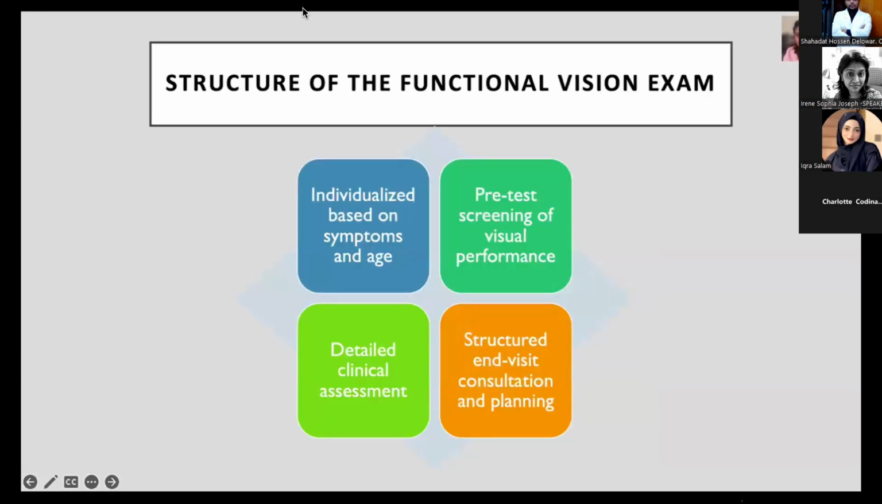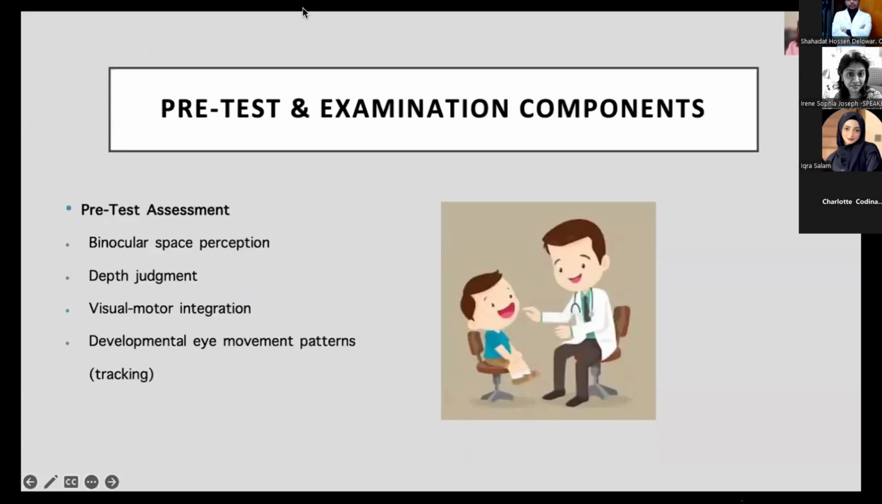What's the structure of the functional vision assessment? Typically, it is highly individualized, but it could include a pre-test, a detailed clinical examination, and an end visit consultation where findings are explained and management options are discussed. So what's a pre-test assessment? Basically, even before we clinically start assessing the patient or a child, the observation we make when the child or patient enters the clinic, along with the history, would include the pre-test assessment.